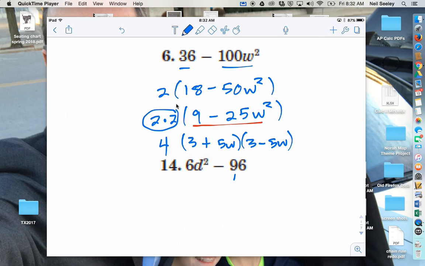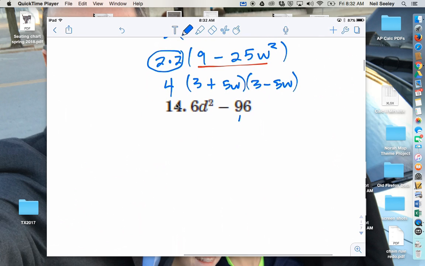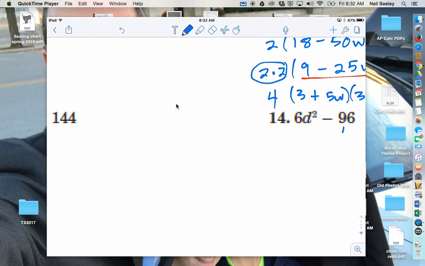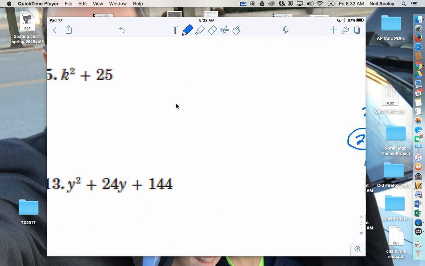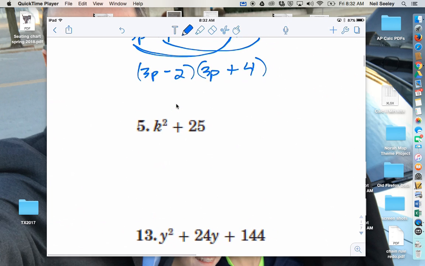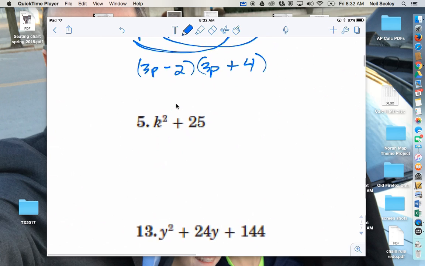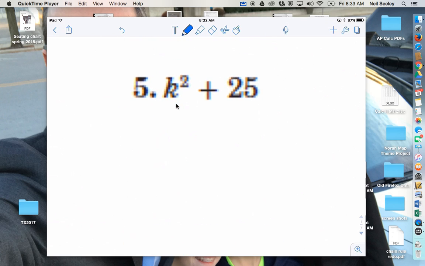But there's our factoring of a binomial that happens to be a perfect difference of squares. Number 14, looks like you can factor 6 out, and then probably do the same thing. I want you to notice number 5 here. The numbering, by the way, is absolutely nonsensical. Hope you're enjoying it, but these are cut and pasted from various sources.